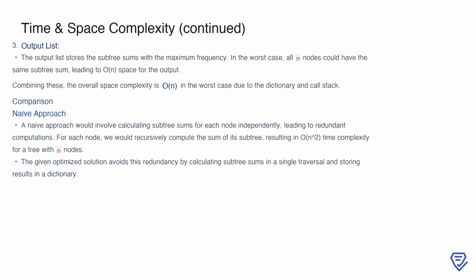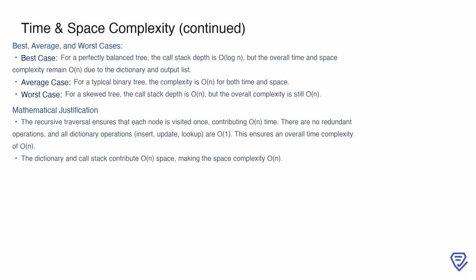To contrast this with a naive approach, if we were to calculate the subtree sums for each node independently, it would lead to significant redundancy. For each node, we would recursively compute the sum of its subtree, resulting in a time complexity of n squared, for a tree with n nodes. The optimized solution avoids this redundancy by calculating all subtree sums in a single traversal and leveraging a dictionary to store intermediate results. Finally, let's summarize the best, average, and worst-case scenarios.